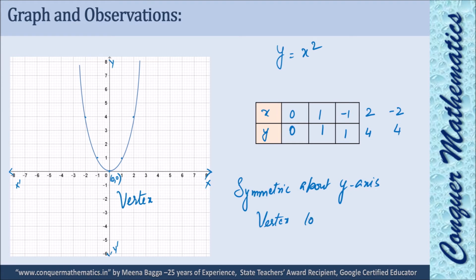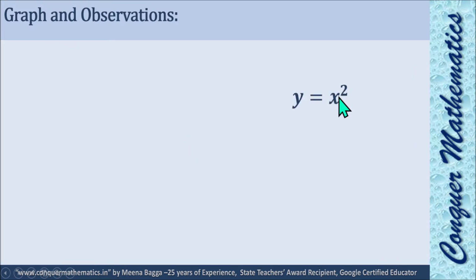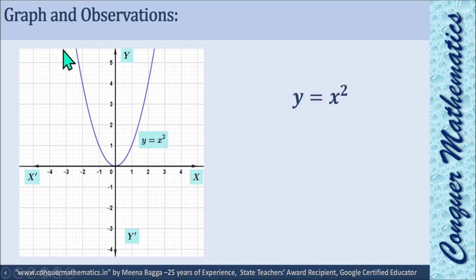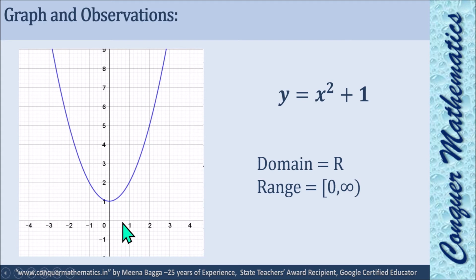Now let us observe, if there is a slight change in this expression, then what changes will be there in the graph. Let us see. Again, y is equal to x square, then the parabola will be of this type, vertex at (0, 0). Its domain will be R and range will be 0 to infinity. Now, if it is x square plus 1, that means if you put x as 0, then y would be 1. That means this graph will change to this. Vertex at (0, 0) is now changed to vertex at (0, 1).